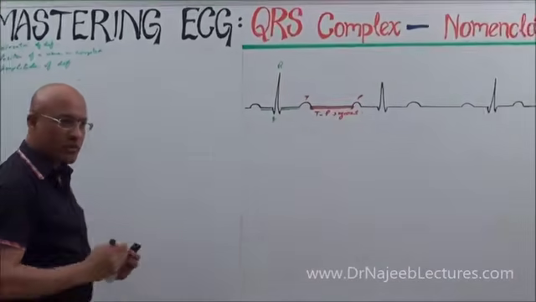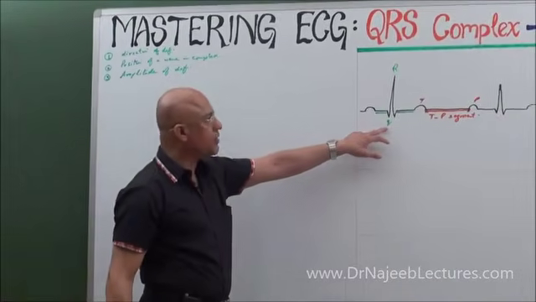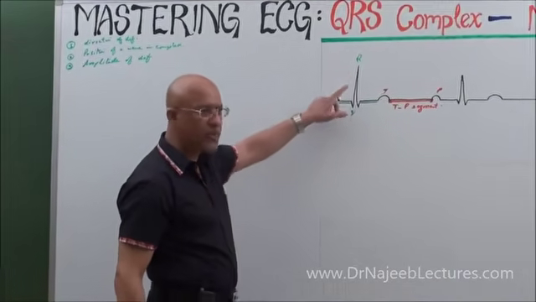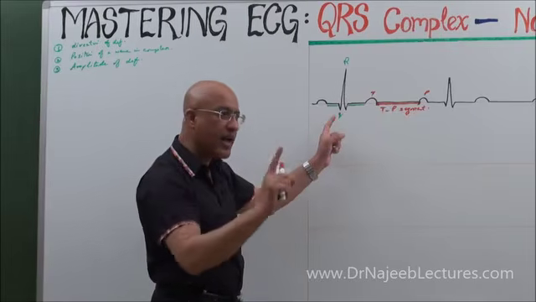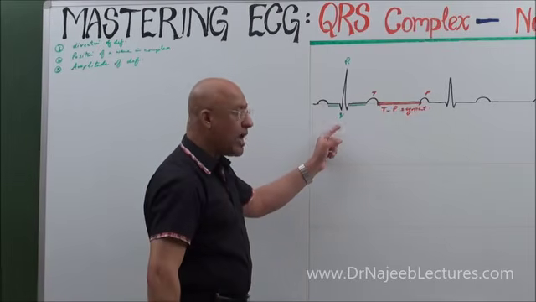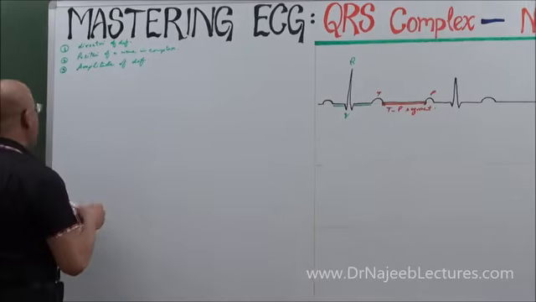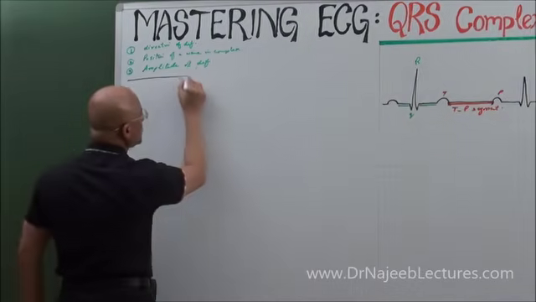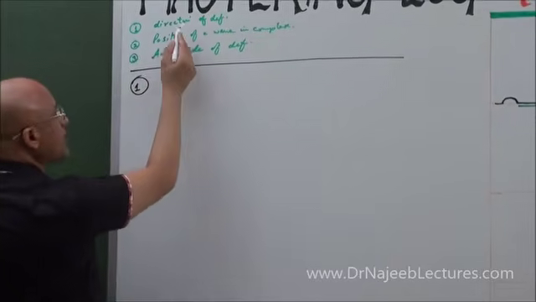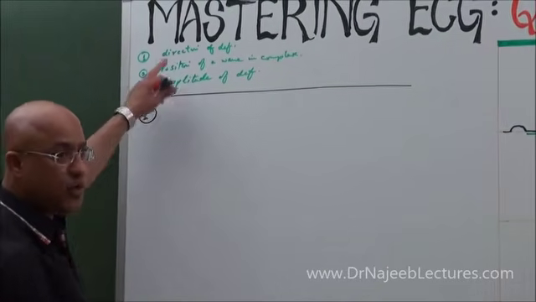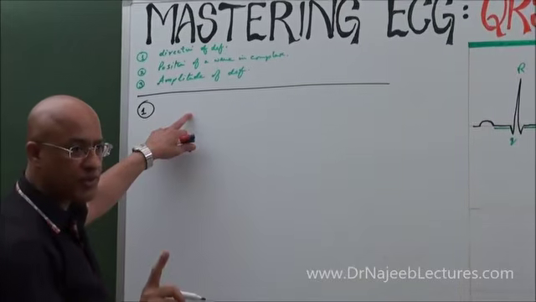Is that right? So there are three basic components when we are going to name the waves: we have to see the direction of deflection, we have to see the position of the deflection within the complex, and we have to see the amplitude of the deflection. Is that right? Now let's start with very basic principles of how we designate the different names. These are the three factors which influence the nomenclature. Now we go to the principles of nomenclature.